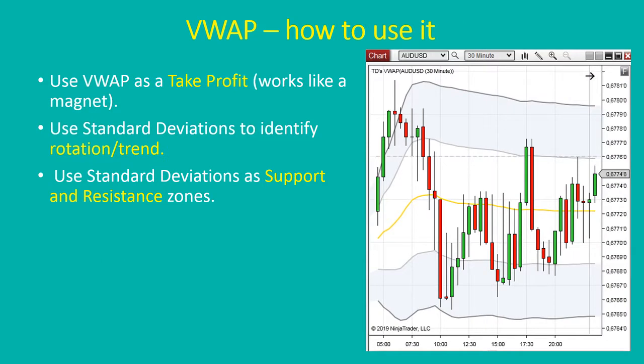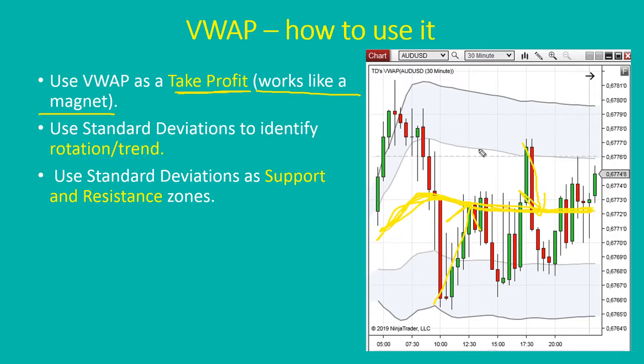So here is how you can use the vwap. You can use the vwap as a take profit. So the yellow line in the middle, right there, this one, could work as a take profit for your trades, because it works like a magnet and the institutions try to trade around this line, all right? That's why it works as a magnet.